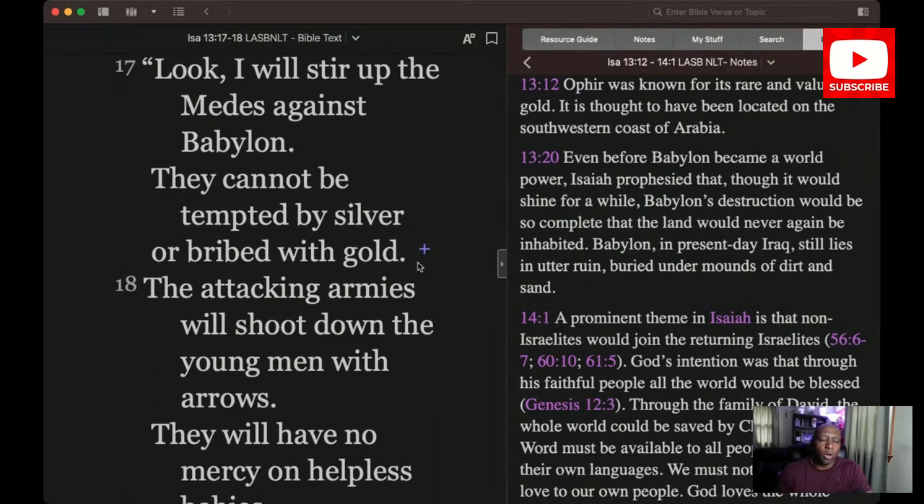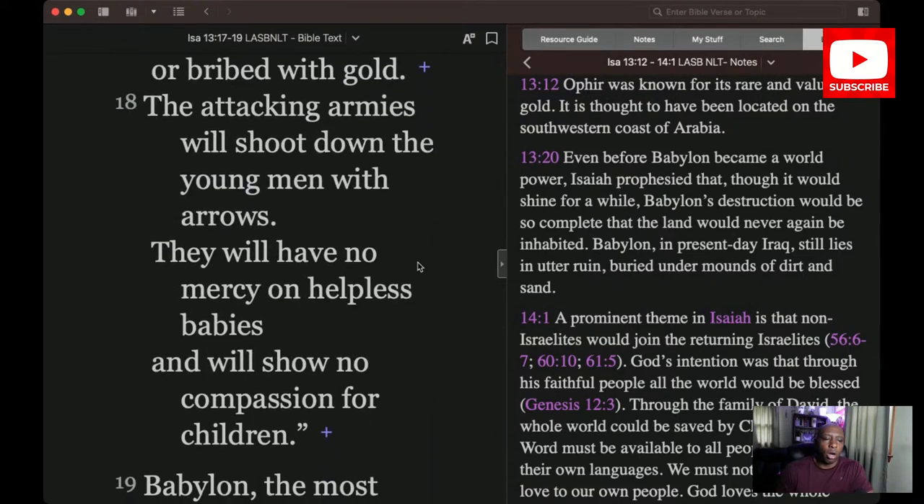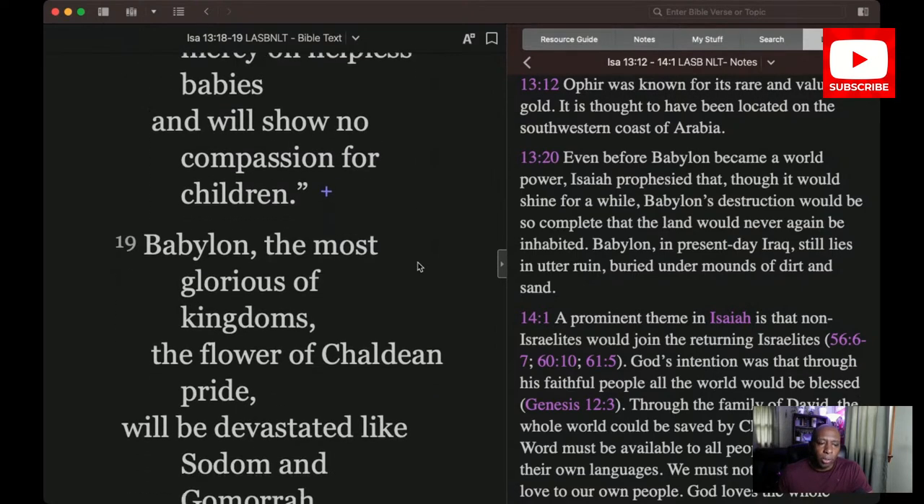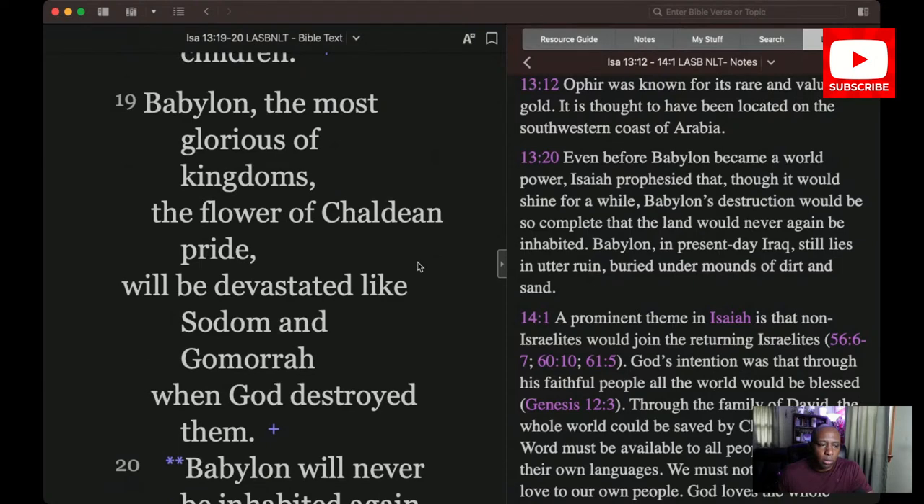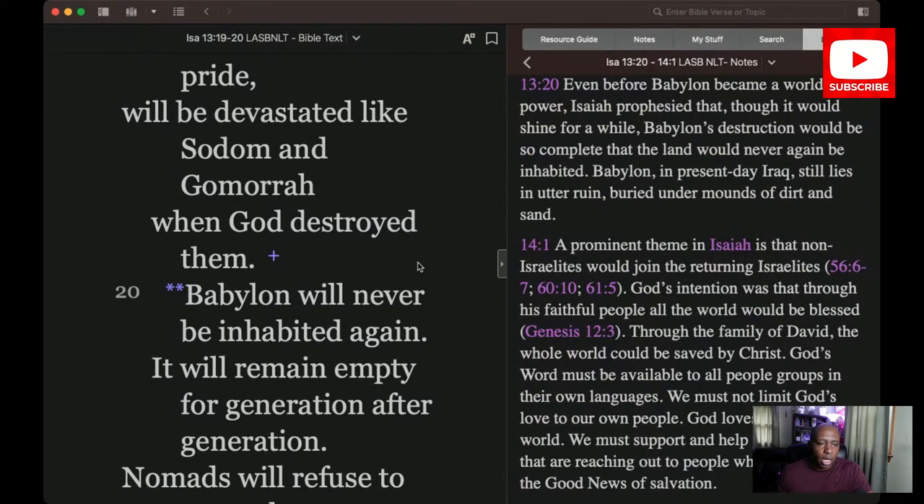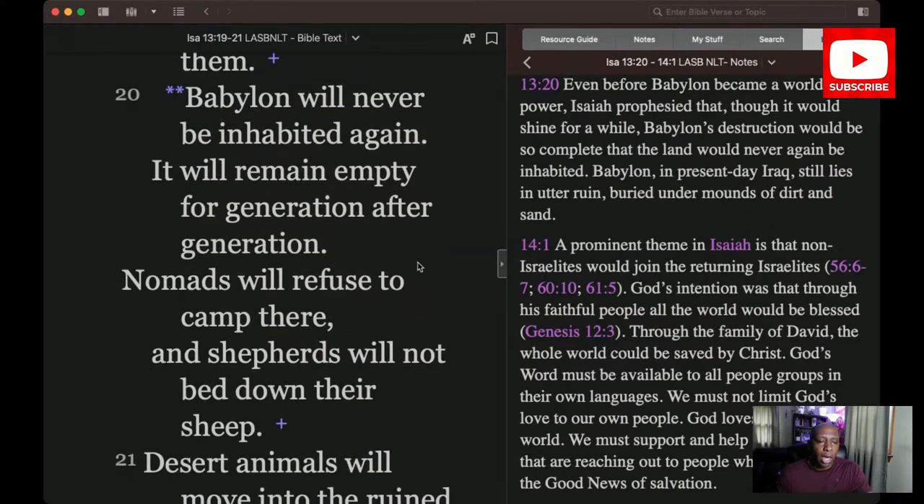Look, I will stir up the Medes against Babylon. They cannot be tempted by silver or bribed with gold. The attacking armies will shoot down the young men with arrows. They will have no mercy on helpless babies and will show no compassion for children. Babylon, the most glorious of kingdoms, the flower of Chaldean pride, will be devastated like Sodom and Gomorrah when God destroys them. Babylon will never be inhabited again.